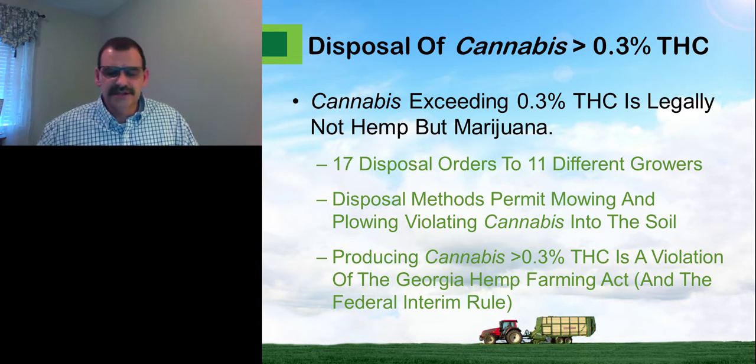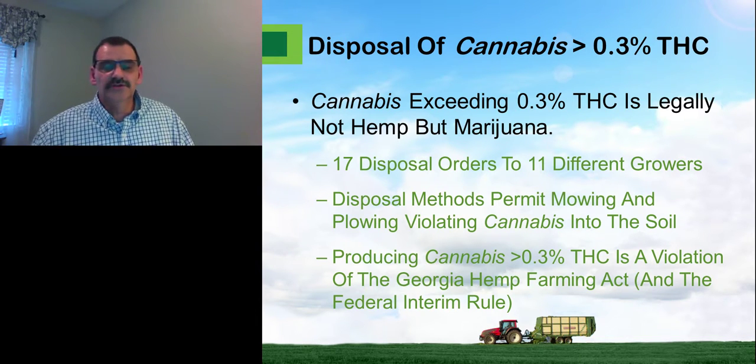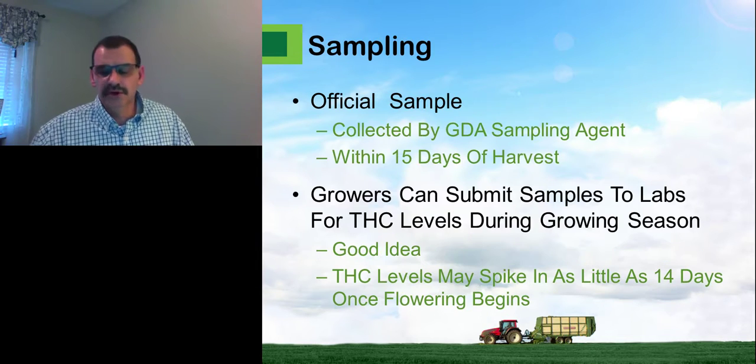I want to say a few words about sampling. There's only one official sample required, and within 15 days of harvest, the hemp sample must be collected. That is the official sample. We have a sampling agent. It's Agricultural Audits, a part of Georgia Crop Improvement.